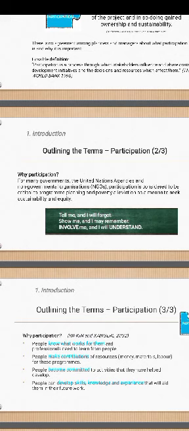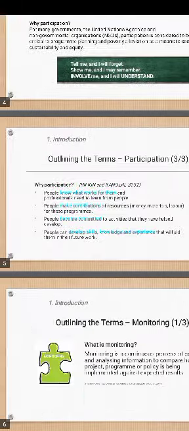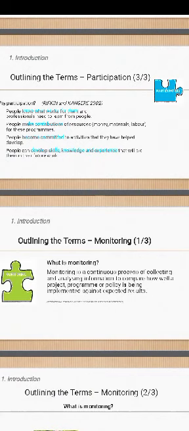Number two, people contribute resources: money, materials, labor. Those are resources for these programs. People become committed to activities that they have helped develop. Another one is that people can develop skills, knowledge and experience that aid them in future work. Let's continue with another term, which is monitoring.